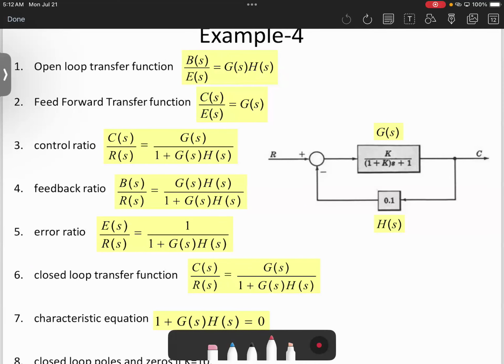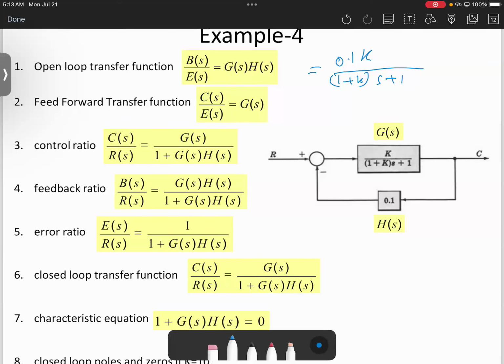So the open loop transfer function. Basically, look at this and complete a loop, which is G times H, right? Therefore, G times H, which we realize will be 0.1 times K divided by 1 plus K times S plus 1. Okay? This is the open loop transfer function.